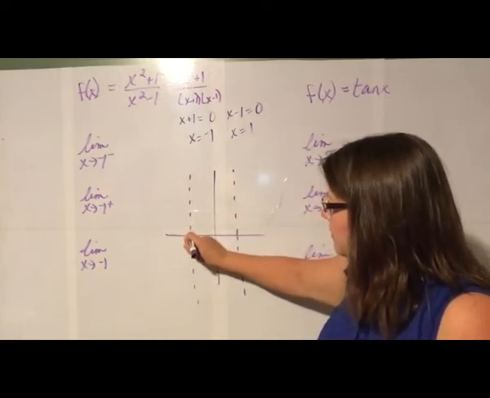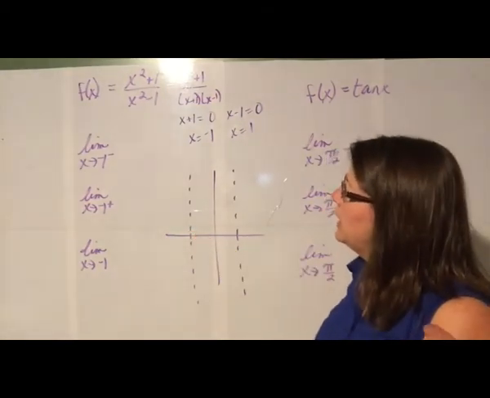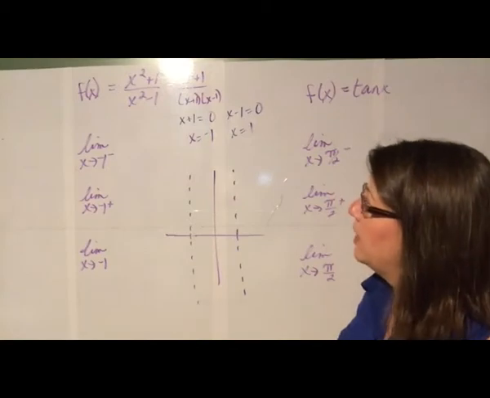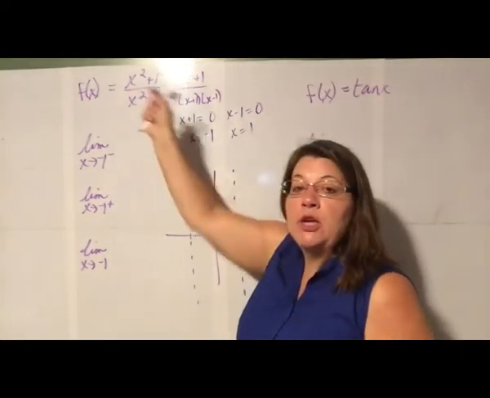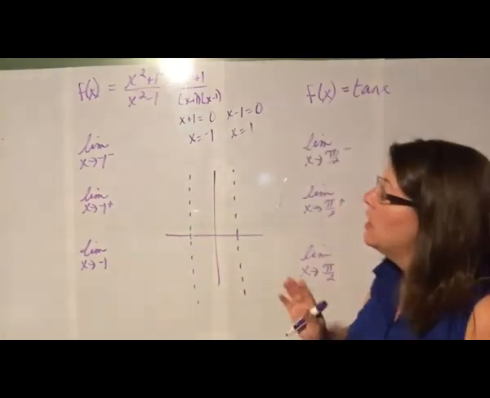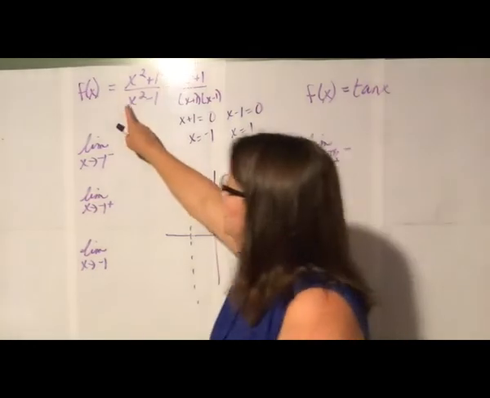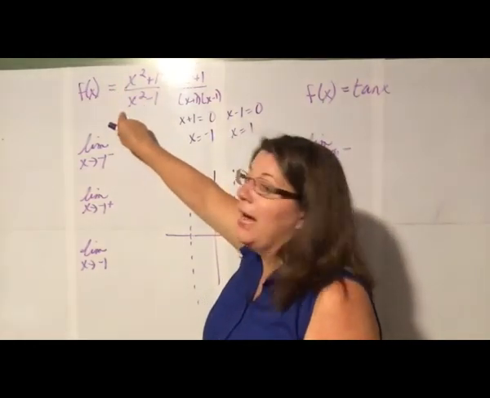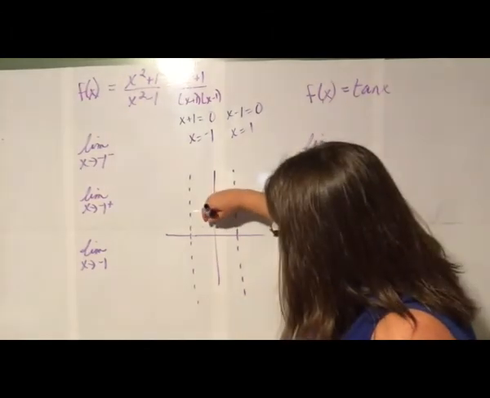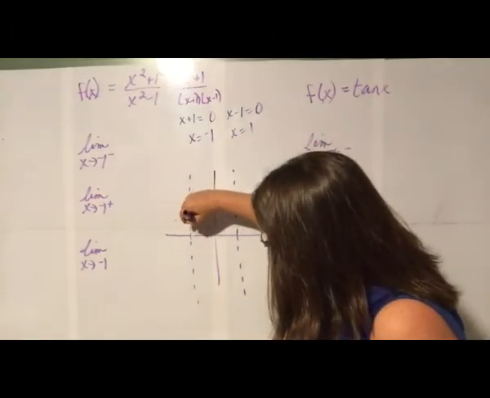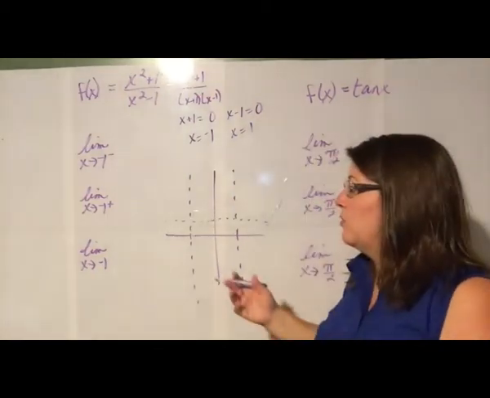Looking at the degree of the top and the bottom, notice that they are the same. So for horizontal asymptotes, it's going to be the ratio of the leading coefficients, remember. The leading coefficients were both 1, so y equals 1 over 1 would be my horizontal asymptote. So I have a horizontal asymptote right there at +1, and so those are my asymptotes.